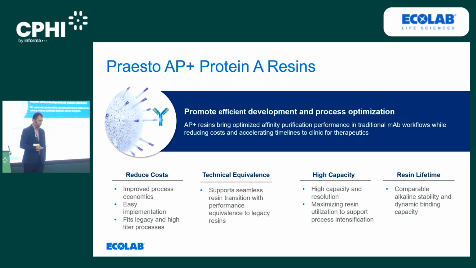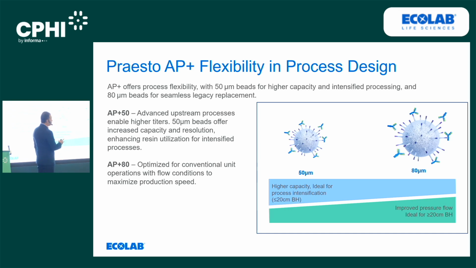Within this family, we have two main products. One of the products has 80 micron beads, and these beads are exceptional for very good flow properties. So we're thinking of a process that can run really, really fast. We will see more technical data down below in the presentation, but this resin excels in applications where the column bed height is above 20 centimeters. So we're talking about something about 25 centimeters bed height, where you can run that resin.